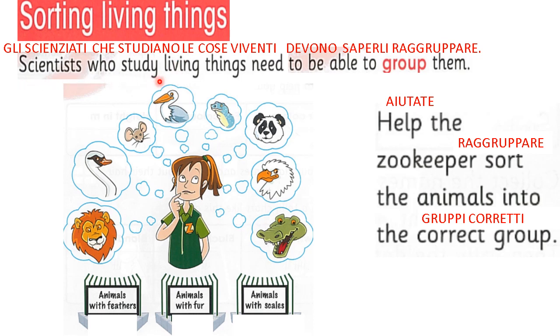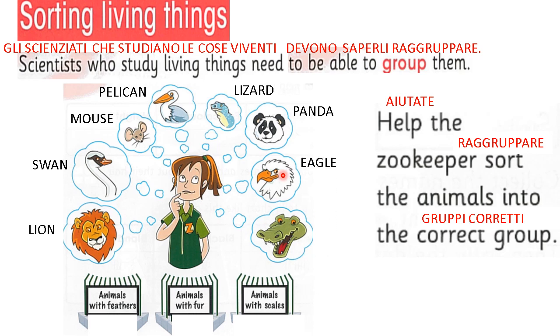Scientists who study living things need to be able to group them. Help the zookeeper sort the animals into the correct group. Here we have the animals. There are 8 of them. This is a lion. This is a swan. Here we have a mouse, a pelican, a lizard, a panda, an eagle, and a crocodile.